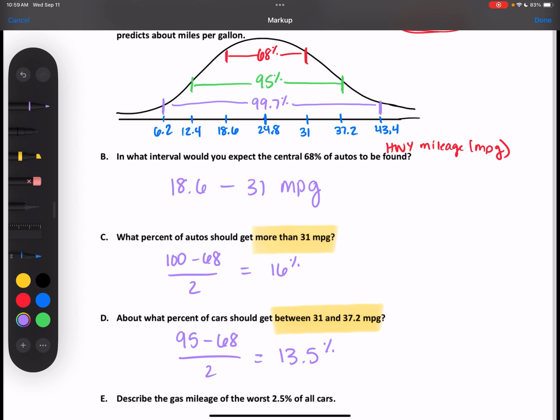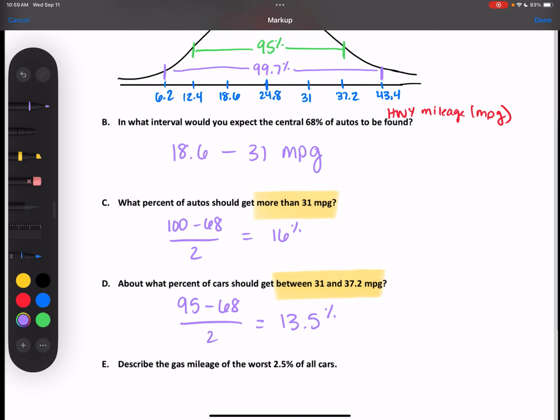Would you do like 100? Pretty much do exactly the opposite of what we did in the last question. 2.5 equals 100 minus something over 2. You're kind of on the right track.